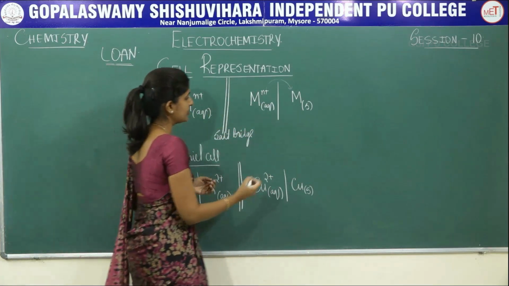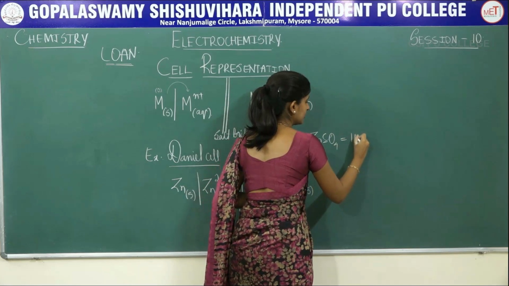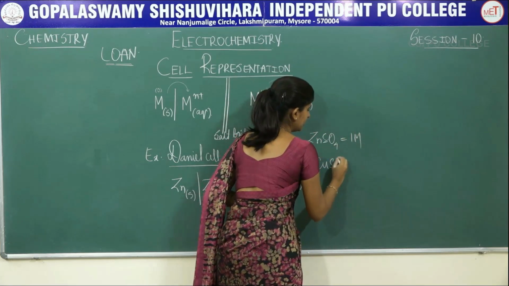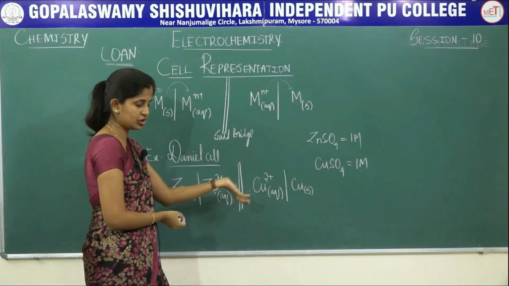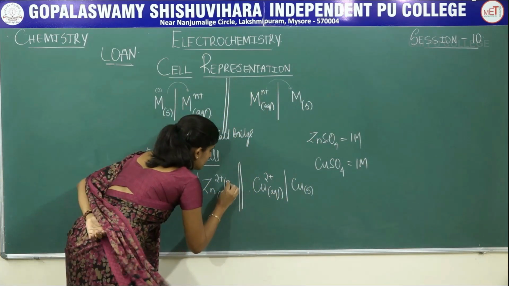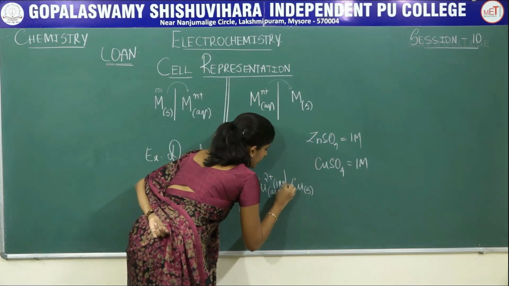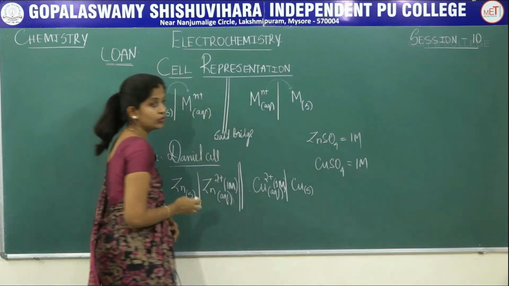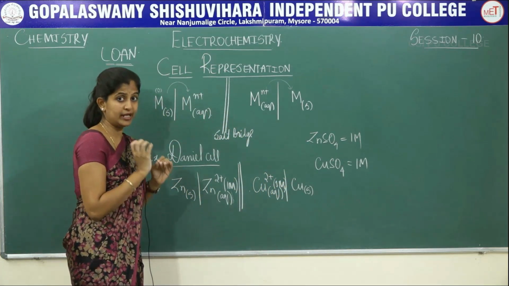So say for example your zinc sulfate is 1 molar and your copper sulfate electrolyte you have taken is 1 molar. Think that it is 1 molar each. So I have to mention it here, it is 1 molar. Here also I have to mention it as 1 molar. So from this representation I can completely set up a Daniell cell.